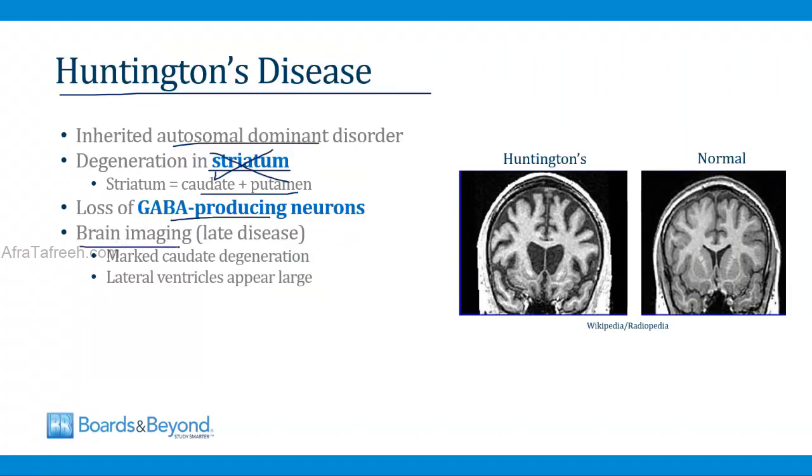In brain imaging in patients who have late forms of Huntington's disease, you will see degeneration of the caudate, and the caudate is right next to the lateral ventricles, so what will happen is the lateral ventricles will appear large on imaging. On the screen is a patient with Huntington's on the left and a normal patient on the right, and hopefully you can appreciate that these ventricles are larger than normal.